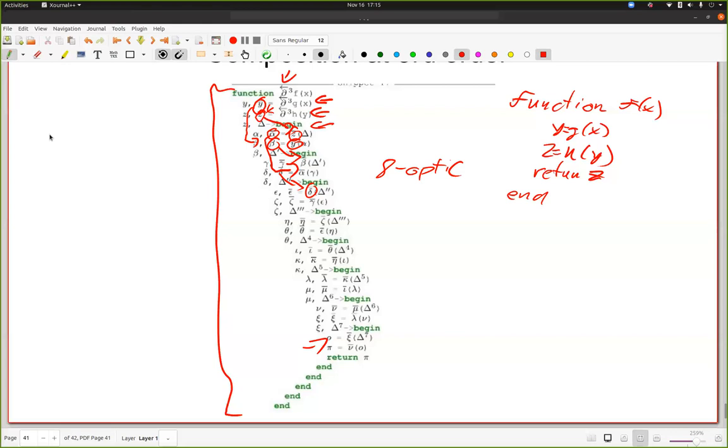I see. So Y bar is the closure that you can call later. So it's not a collection of things. It's just a function. Correct. It's a function. I see. An opaque closure.